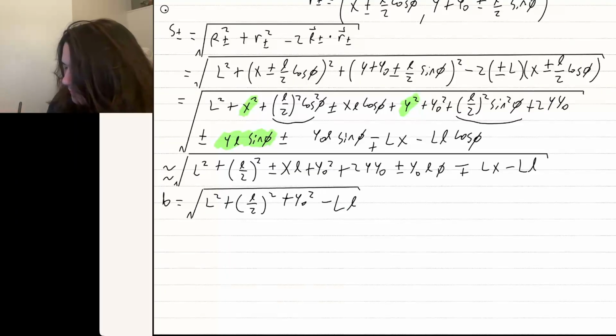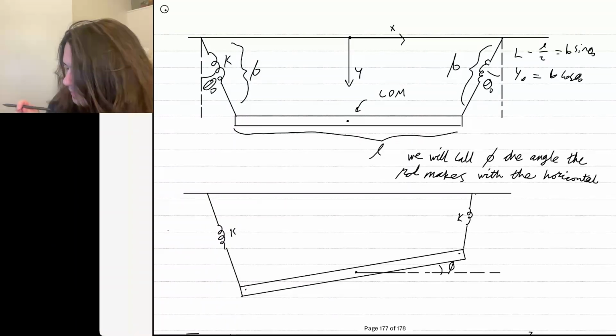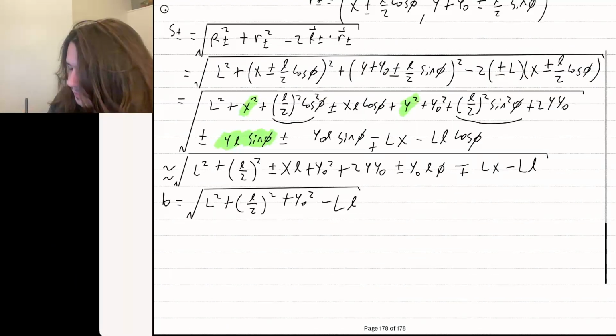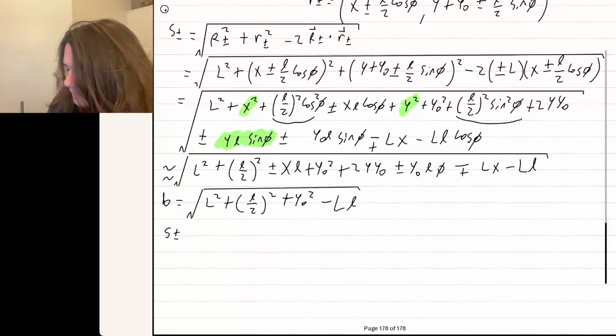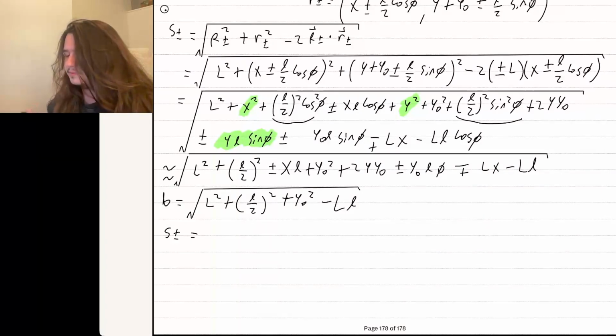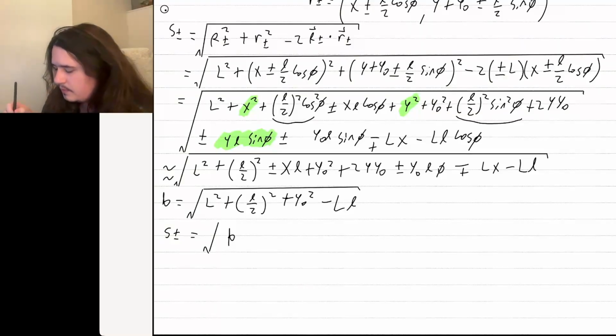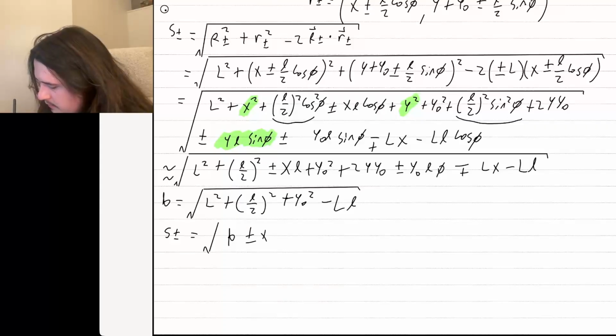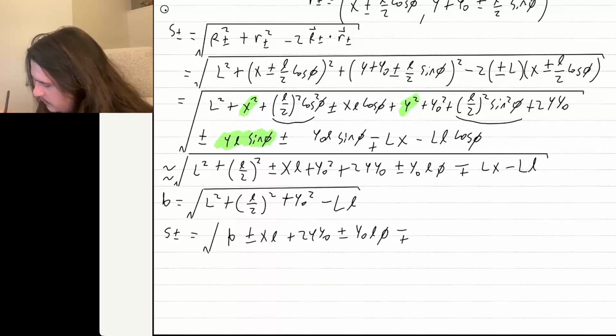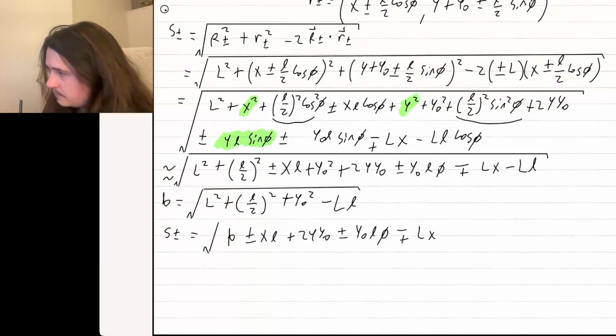So cool. We can take then our, whoops, I haven't done this in a while, I'm a little rusty. S plus or minus then. Take our expression and subtract off the stuff. That's just the equilibrium B. So B itself plus or minus x little l plus 2y y naught plus or minus y naught l phi minus or plus lx.